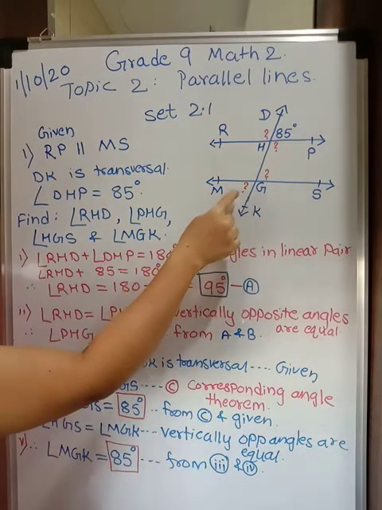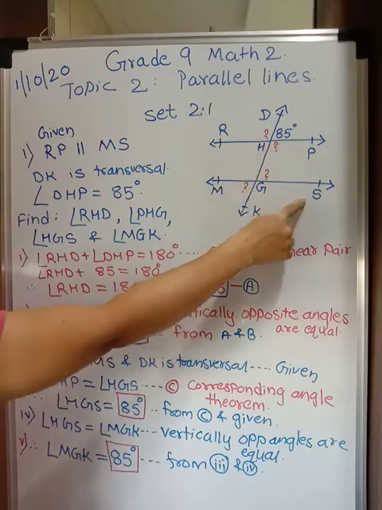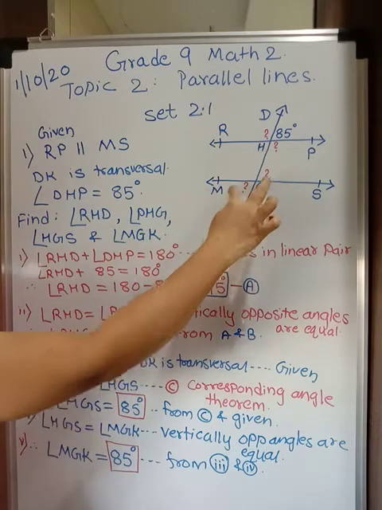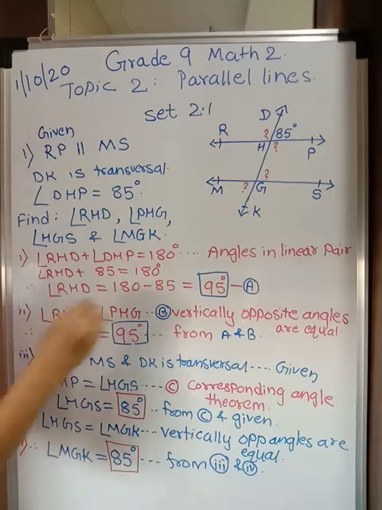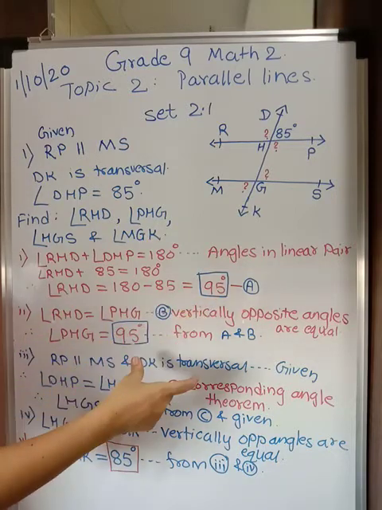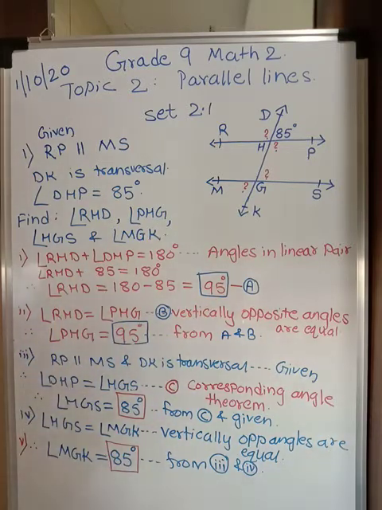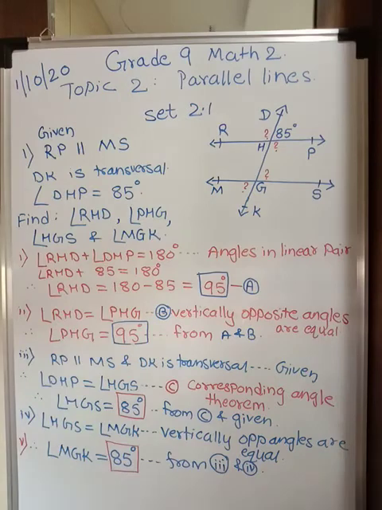Now this angle and this angle, that is HGS and MGK. These two angles are vertically opposite angles. This is 85, this also will be equal to 85. It's very easy, but you have to write the proof and the reasons. So you may pause the video and take down. I hope it is clear. Let's go for the next problem from 2.1.